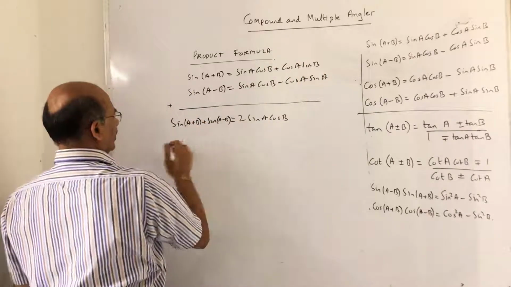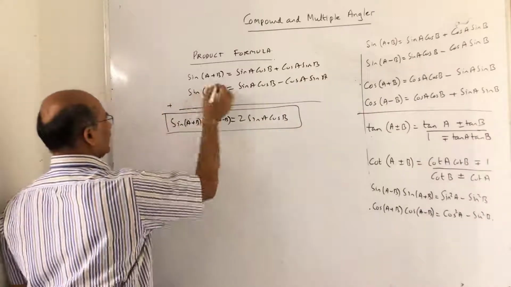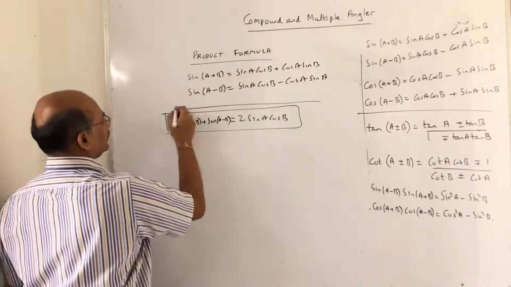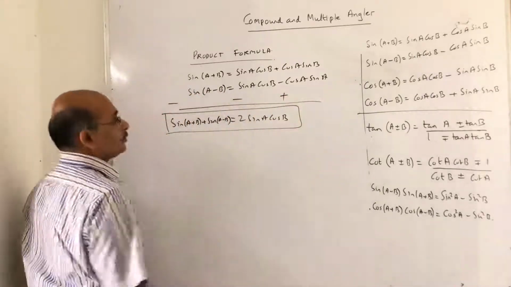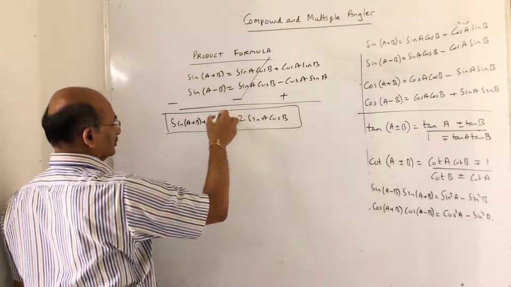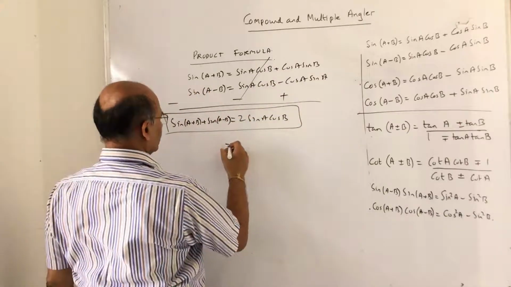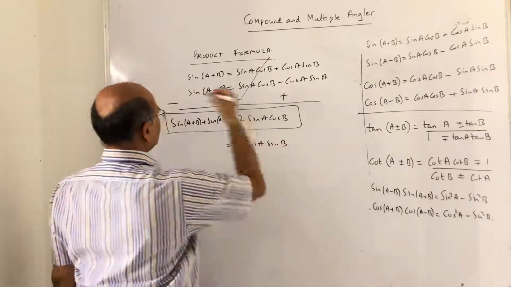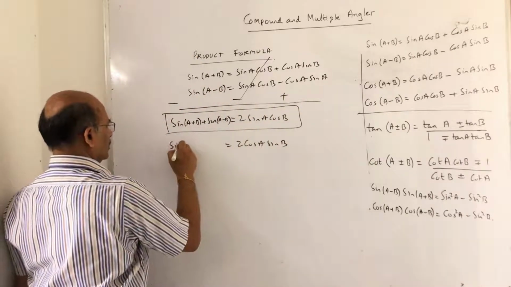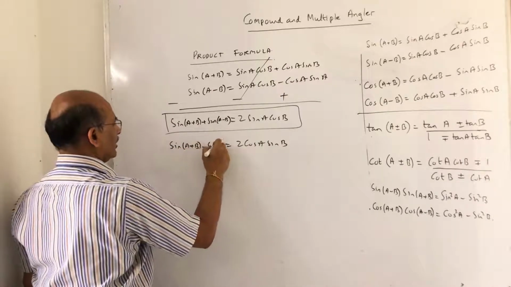So I got the first formula here. Suppose I subtract. Now subtraction means what happens? This will become minus, this will become plus. So now what will happen? The sine A cos B terms get cancelled, so 2 cos A sine B is equal to subtraction: sine of A plus B minus sine A minus B.